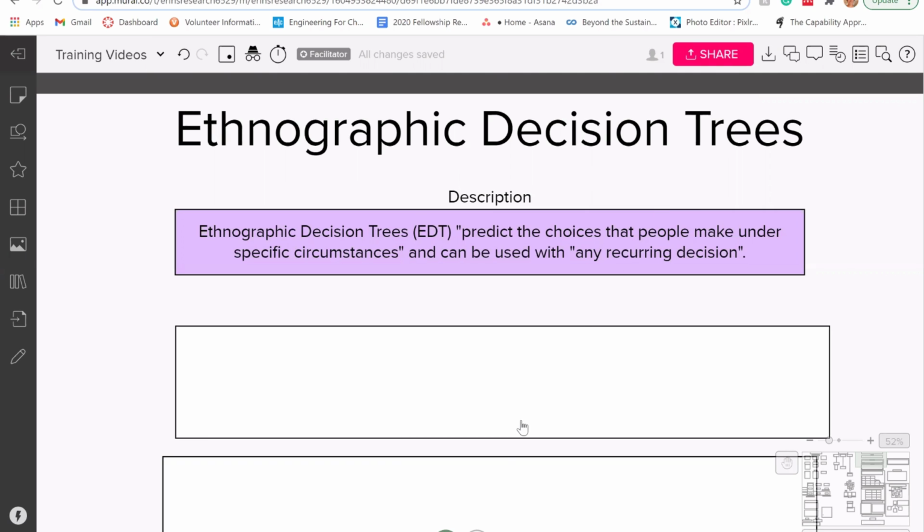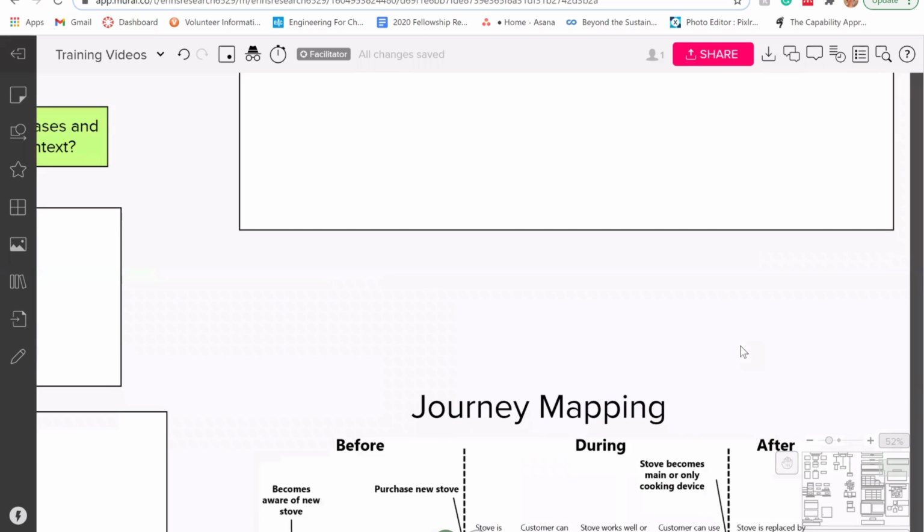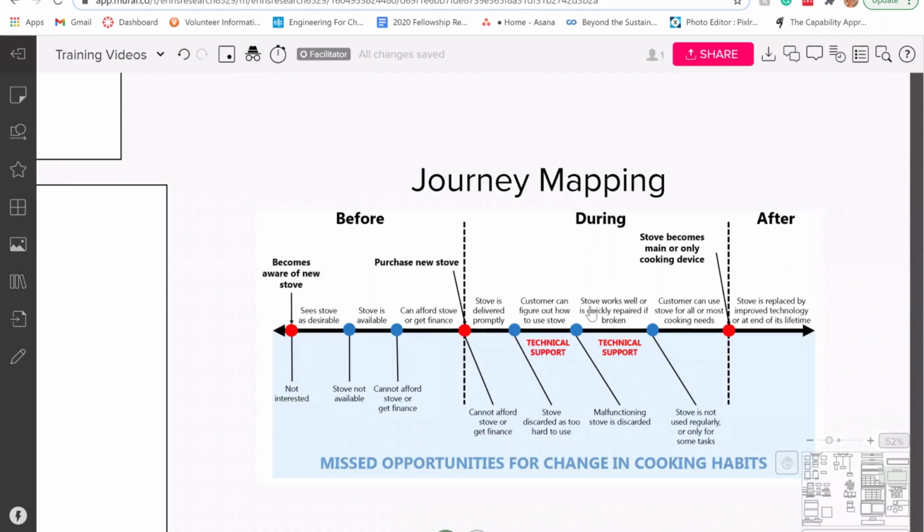So the research question that we're hoping to answer using this methodology is what factors are most important in deciding whether a household should, one, purchase, and two, consistently use an improved cook stove? And does this change with context? So as ethnographic decision trees must be used with a behavior that's recurring, the first part of the research question, interest in how people will decide to purchase an improved cook stove, will be answered through interviews and surveys, ultimately informing a user journey map, like you can see here.